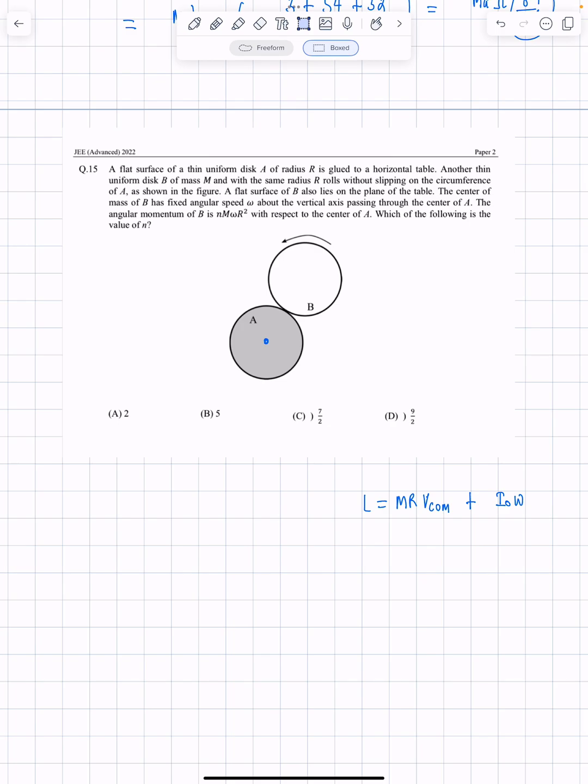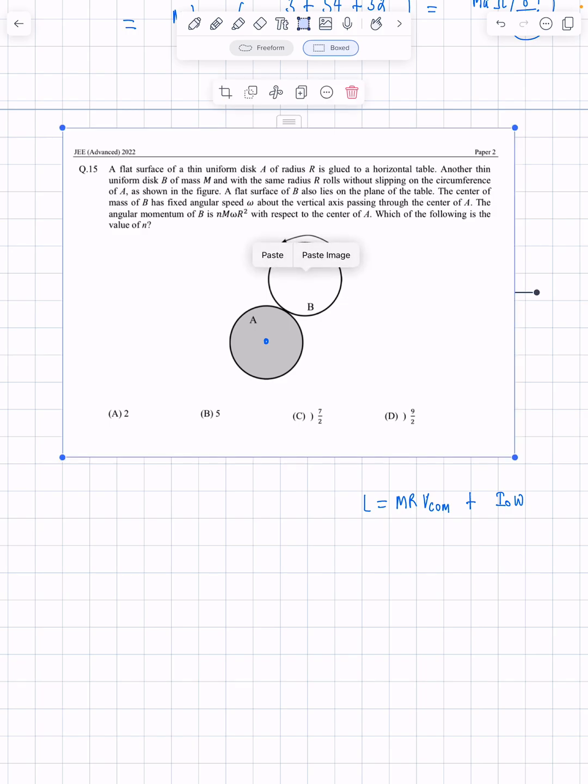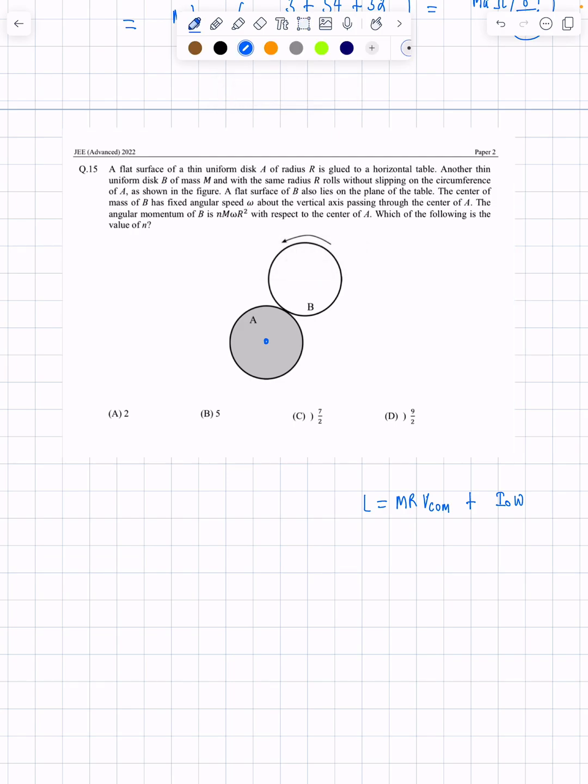Okay, the center of mass has a fixed angular speed omega about the vertical passing through the center of A. This is the center of mass of B, and it is revolving around A with the angular velocity omega. So that is omega. The angular momentum of B is n omega square. So we have to find the total angular momentum.